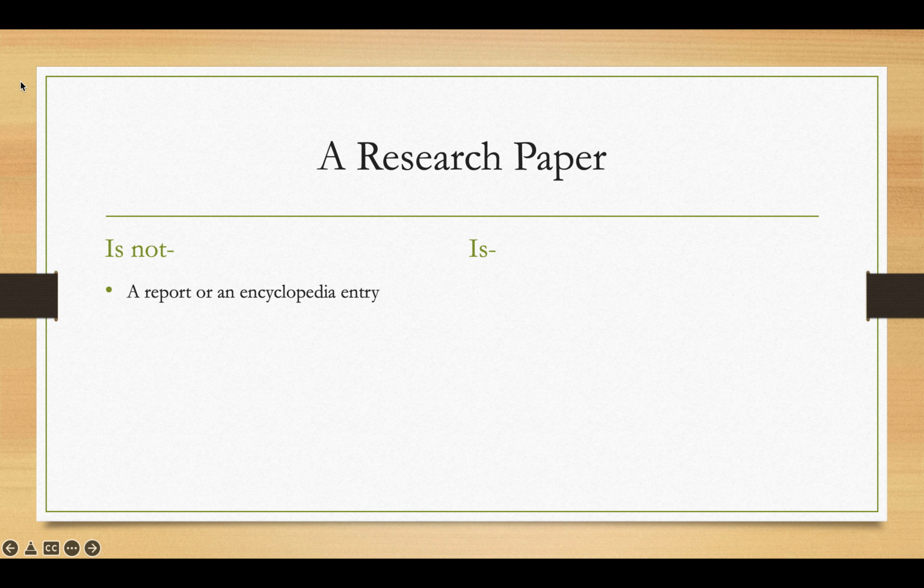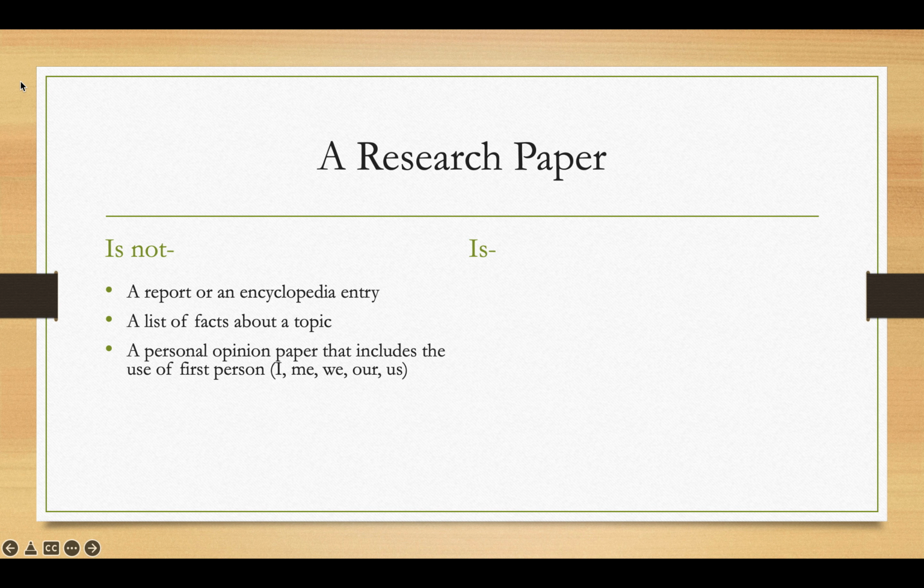A research paper is not a report or an encyclopedia entry. It is not just a list of facts about a topic. And it is not a personal opinion paper that includes the use of first person like I, me, we, our, or us. So what does that leave us with? A research paper is ultimately an argument based on evidence. Something like A causes B or C happened because of D. A research paper is making a point.